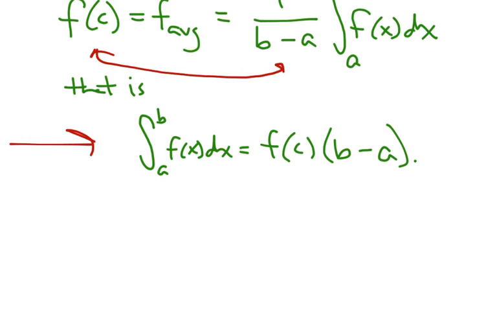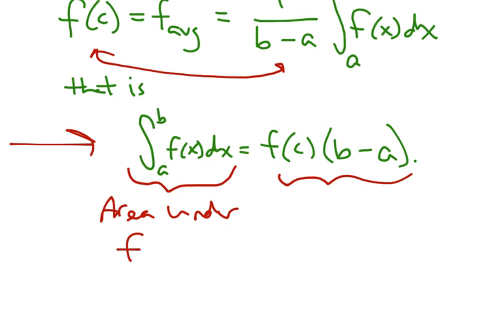So remember, depending on the properties of f, this here, if f is non-negative, is the area under the curve. So this is area under f. Well, what's this over here on this side? Well, this is the width of the interval, b minus a, times some y value. This is just the area of a rectangle.